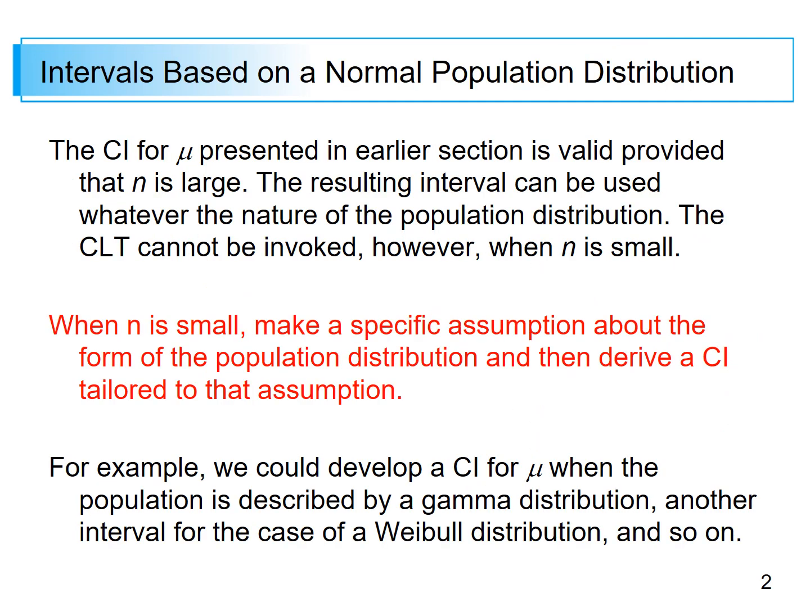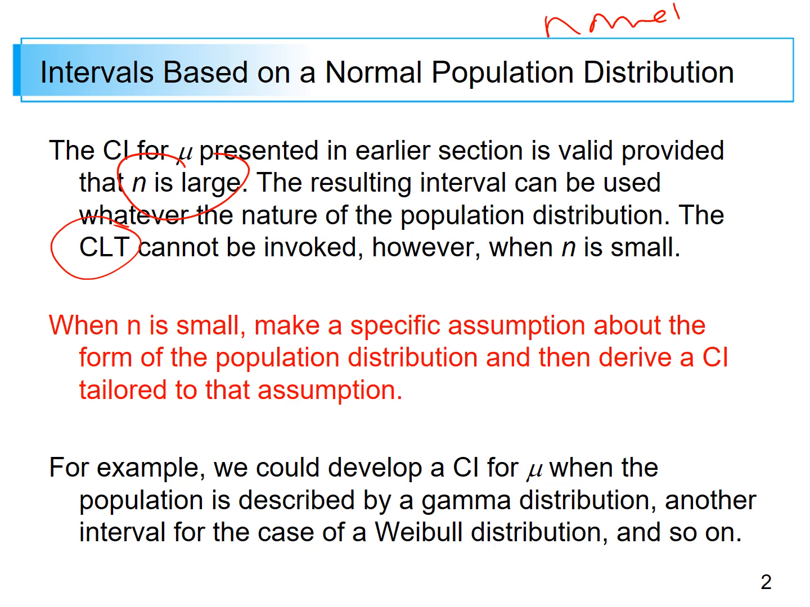The third case we will talk about is for a small sample size from a population with a normal distribution. When the sample size is large, the confidence interval for population mean we discussed, case 2, is valid, whatever the nature of the population distribution, because of the central limit theorem.